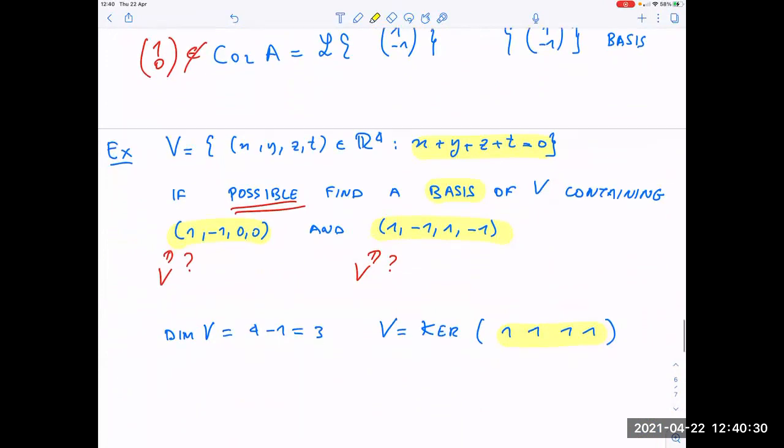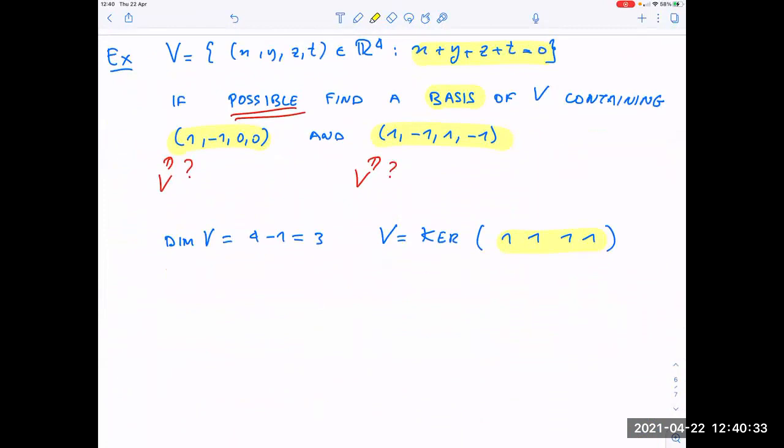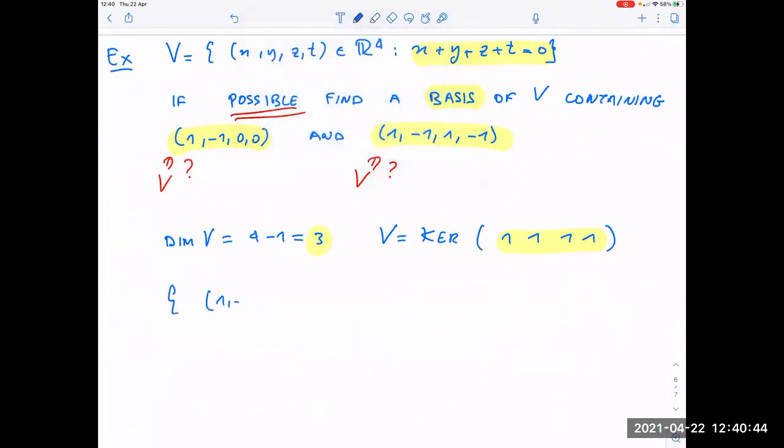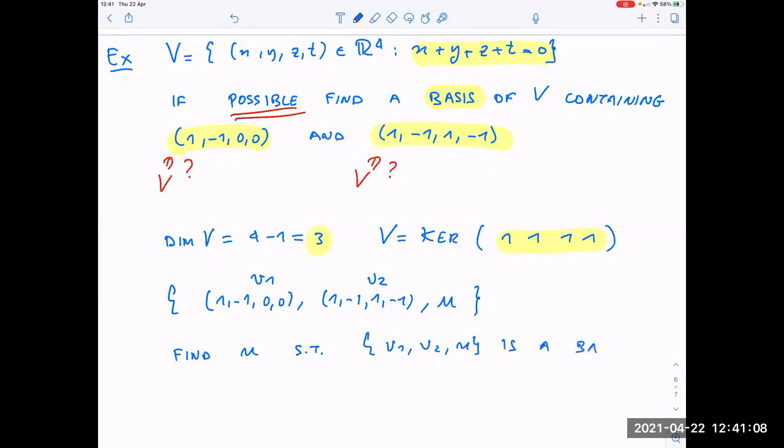Let's see now how to do this. To find a basis, we need to produce 3 elements. And we already have 2. So we would like to write down a basis made by these 2 vectors, which are the ones given to us, V1, V2, and I need to find U. So find U such that V1, V2, U is a basis of V.